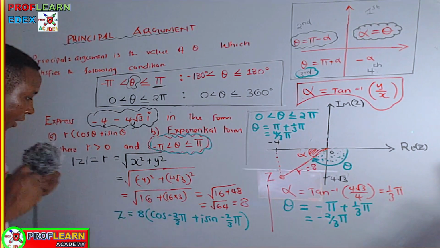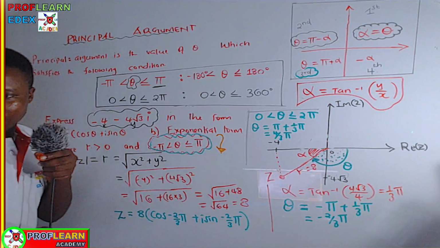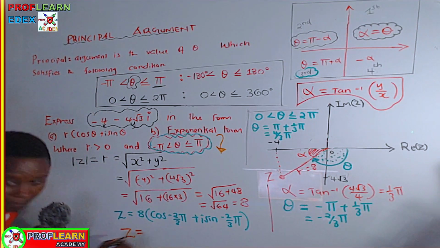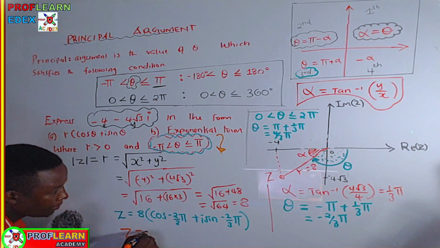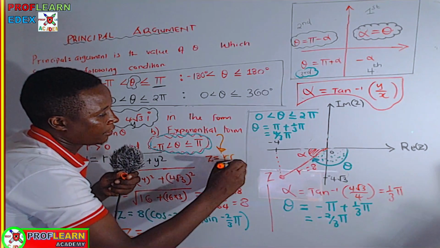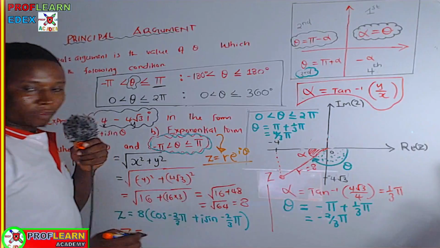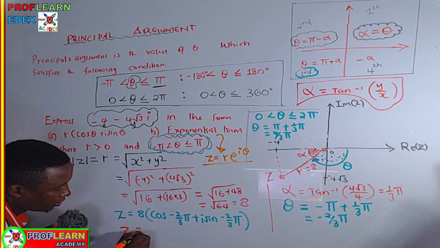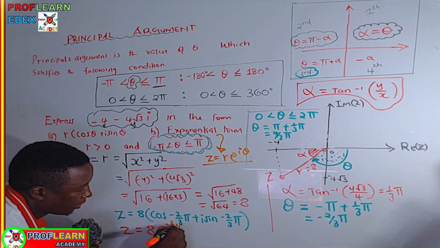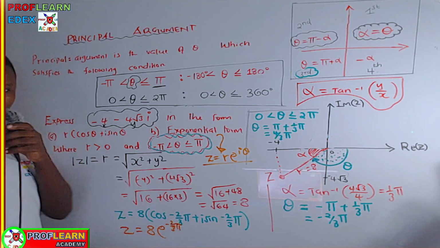So for exponential form, z in exponential form is going to be, because in exponential form z is given as r e to the i theta. This is the exponential form. So z is equal to 8 e to the i negative 2 over 3 pi. Now this is the exponential form.